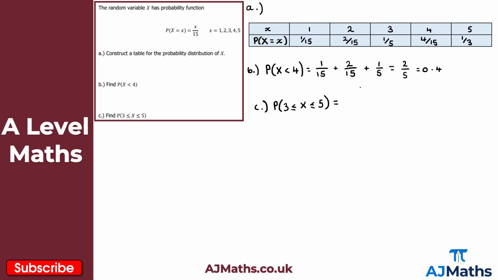So it's going to be 1 over 5 plus 4 over 15 plus 1 over 3. So all you need to do here is just evaluate this summation here. So just put it into your calculator if you want. And if you do this correctly, what you should find then is you get 0.8. We get 0.8 there, and there we have it. So that's the solution to C, and that gives us the solution there to question 1.